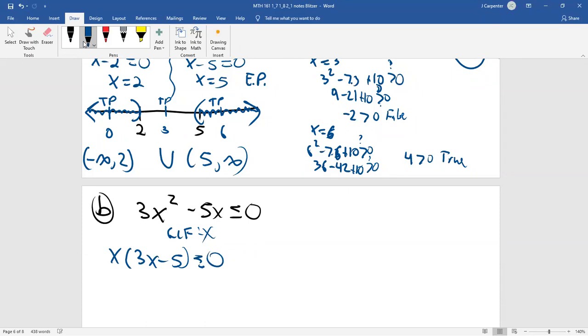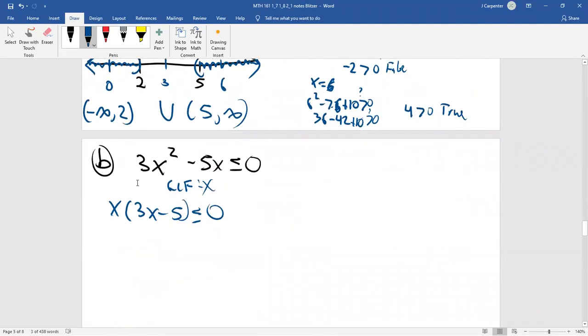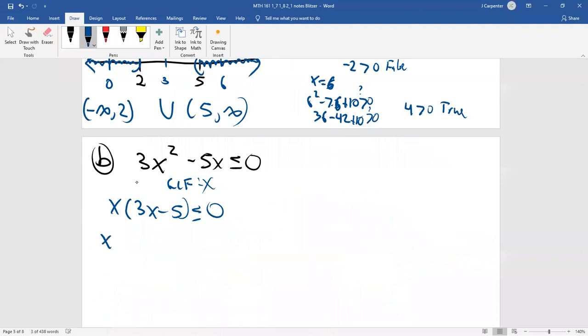So you get x times 3x minus 5 is less than or equal to 0. That's an ugly looking less than or equals. Let me just make it prettier. There we go. Once it's factored, you don't set each of them less than or equal to 0. You set them equal to 0. You actually change. So we're changing this to x equals 0 and 3x minus 5 equals 0.